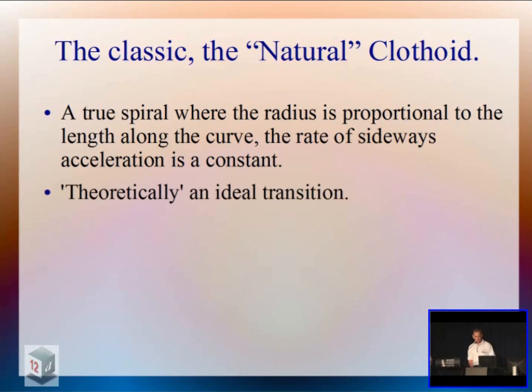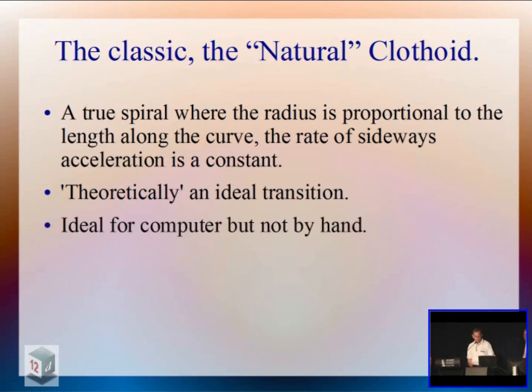I say theoretically because it doesn't take into account the cant of the tracks. So in the rail curve, as the tracks scratch the cant, that obviously changes the position. So it's not actually a perfect curve, but it's a very good sort of curve. It's an ideal curve for a computer to calculate. It's not so ideal by hand. We have this basic little constant, that the radius and the length along the curve are constant. That is what defines a clothoid. However, it gets a little nastier after that for doing it by hand.